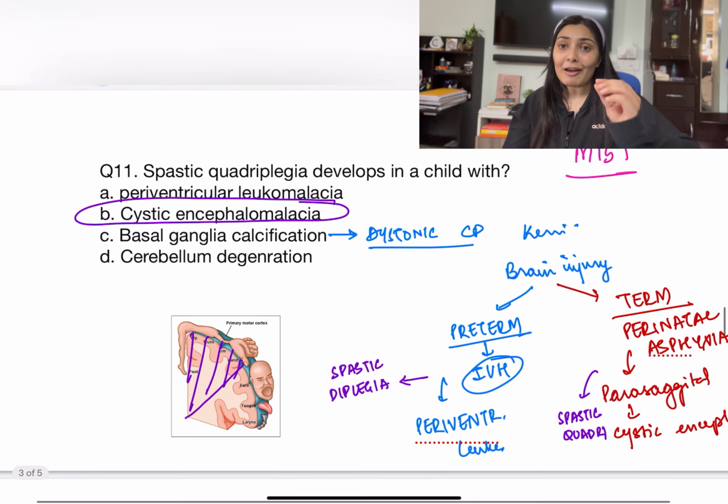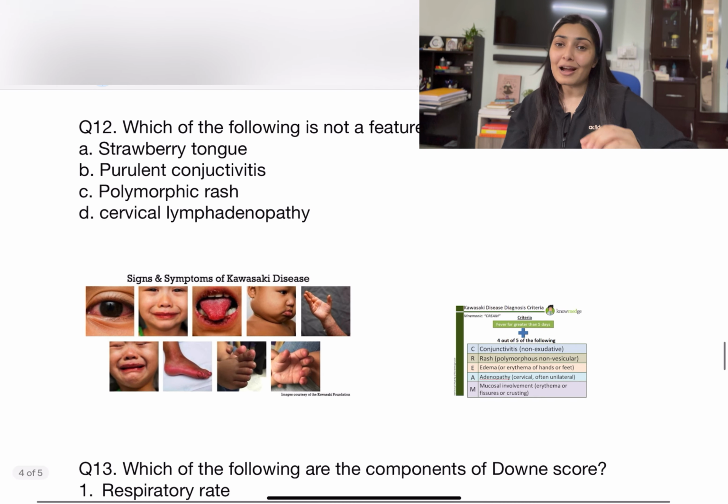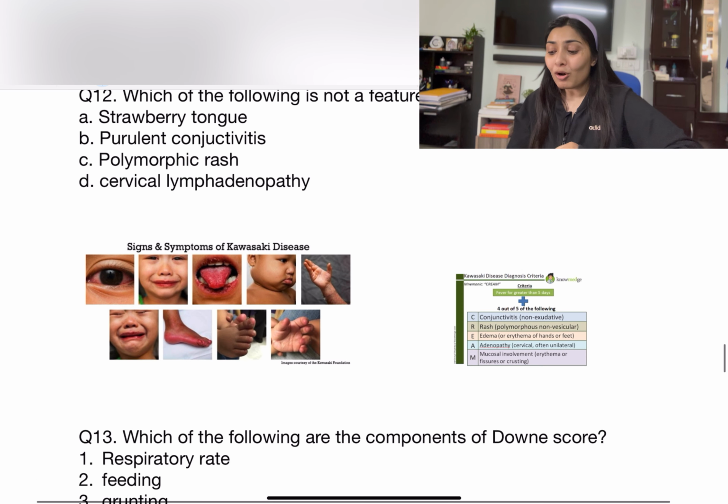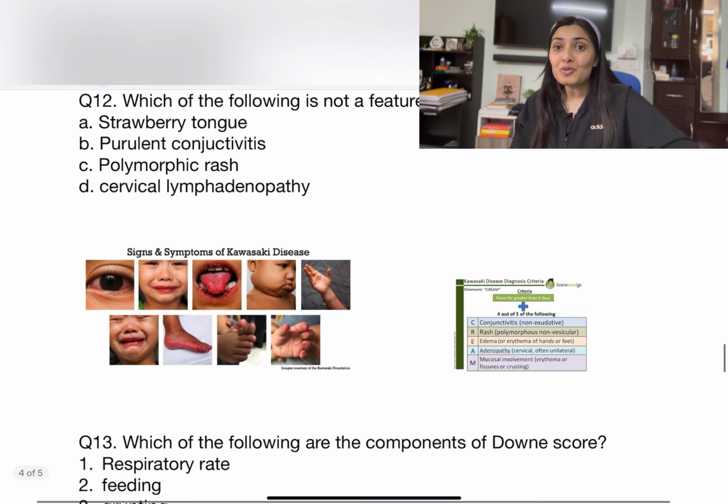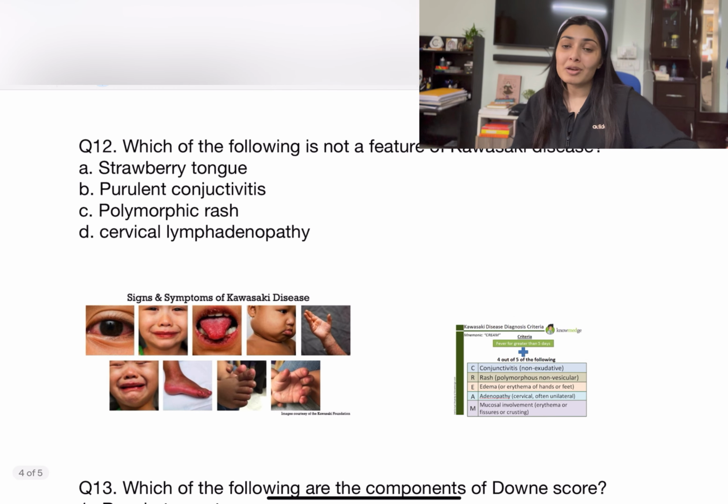Kawasaki disease. They never fail to ask Kawasaki disease, right? They always ask Kawasaki disease in the exam hall. I remember the past two papers also, the May 23 paper as well as the November 23 paper, they have asked Kawasaki. Here also they asked about Kawasaki. So the question is, which of the following is not a feature of Kawasaki disease? And the options were strawberry tongue. Strawberry tongue is a feature.